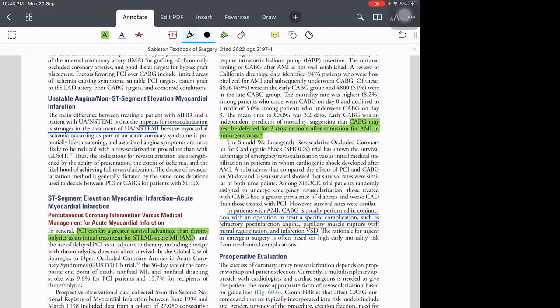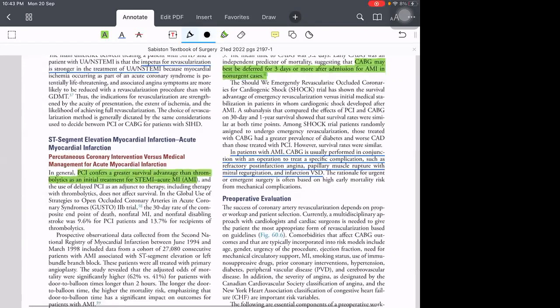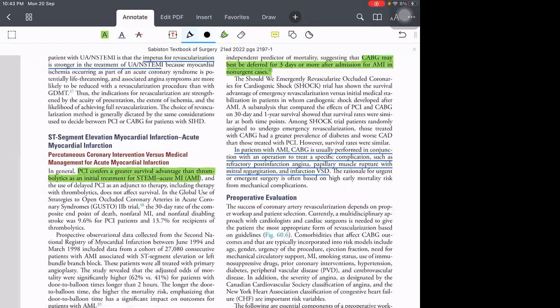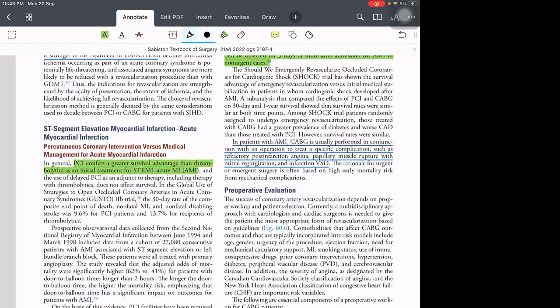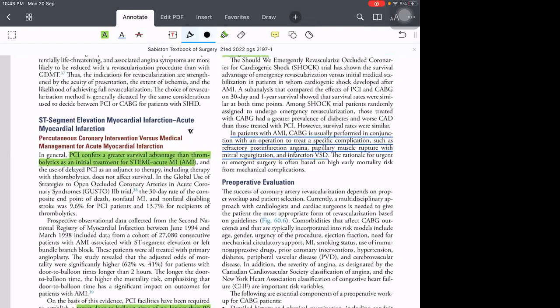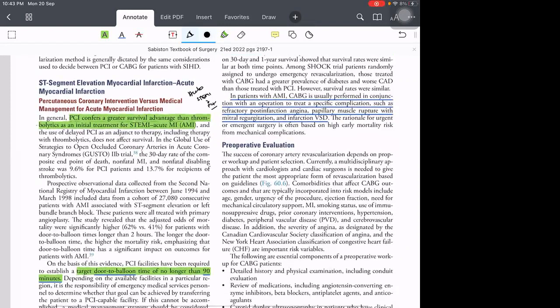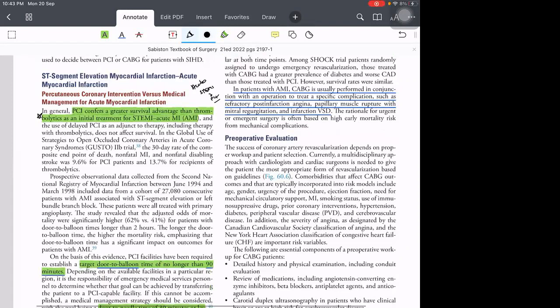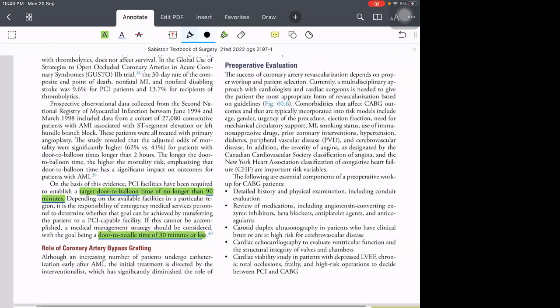Okay. So next comes your ST segment elevation myocardial infarction, STEMI, acute myocardial infarction. I already saw in acute STEMI, PCI is good. PCI gives greater survival advantage. Then thrombolytics. So we already know door to balloon time is 90 minutes, and door to needle time is 30 minutes or less.